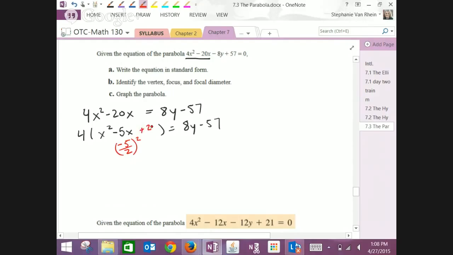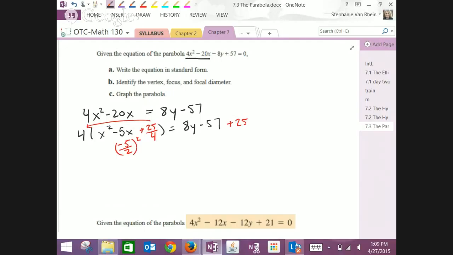If I add 25 over 4, I'm really adding 25 over 4 times 4, right? So if I add 25 on the left-hand side, I'm really adding 25 on the right-hand side as well. I got to keep it balanced. So that's probably the common mistake students make when they go to complete the square. They do it on the left-hand side perfect, but they forget about the right-hand side.